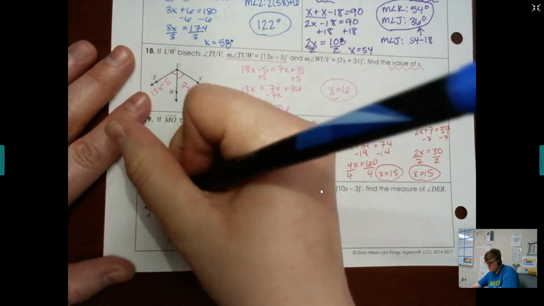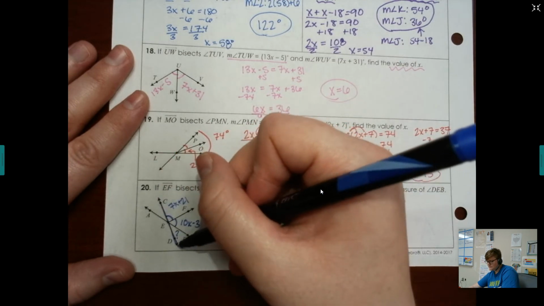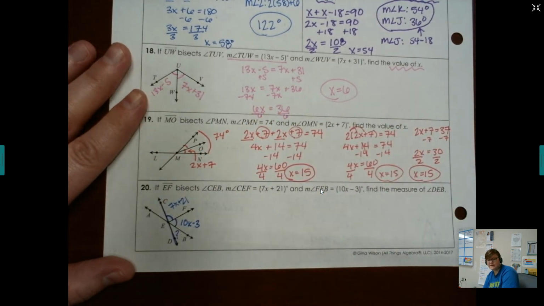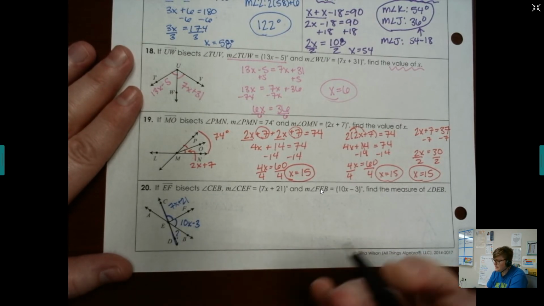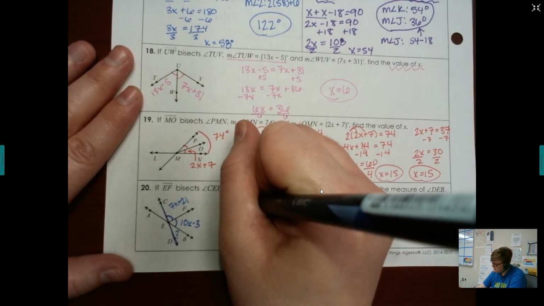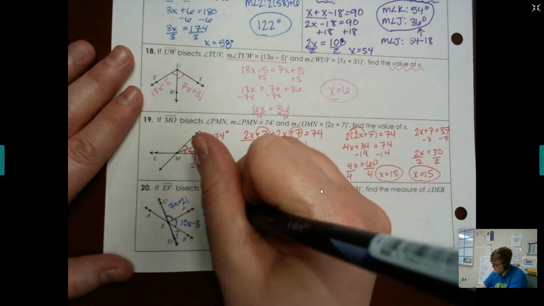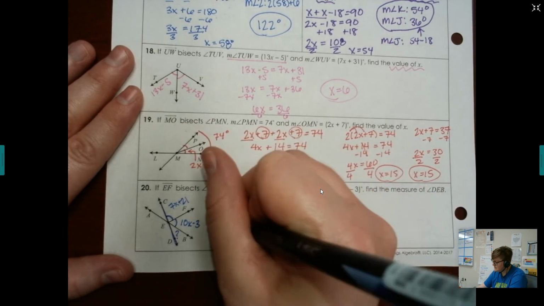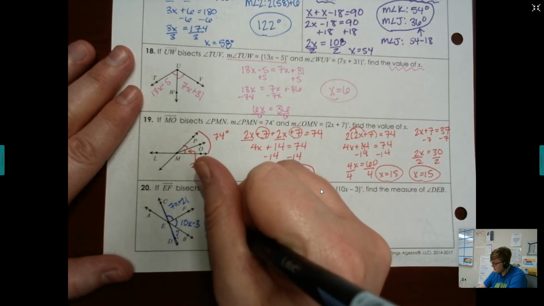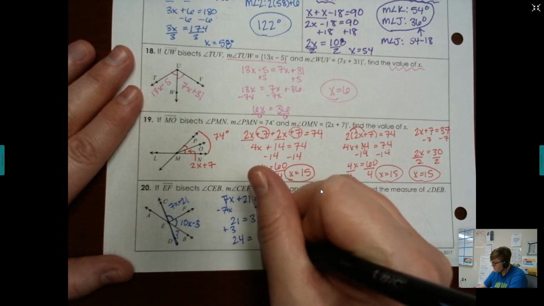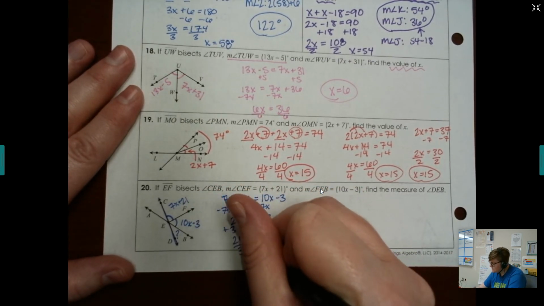So this will use both the definition of our angle bisector, and it'll use the fact that the 3 angles together form a line. So we can start by setting these guys equal because they're equal angles. Okay, I'll subtract out the 7x on both sides. 21 equals 3x minus 3. Add 3, 24 equals 3x. Divide by 3, x equals 8.